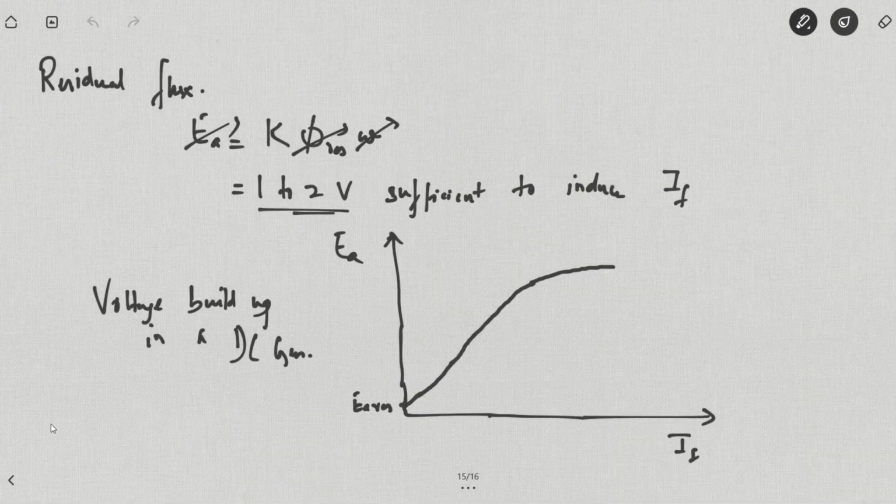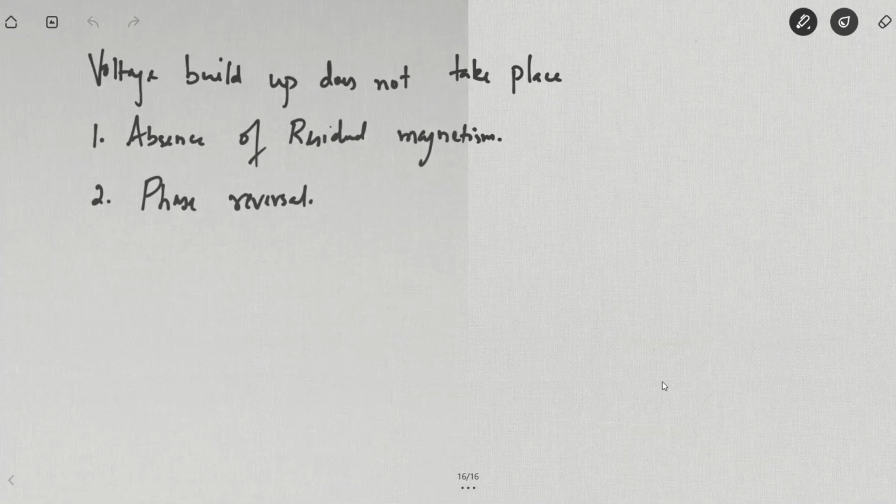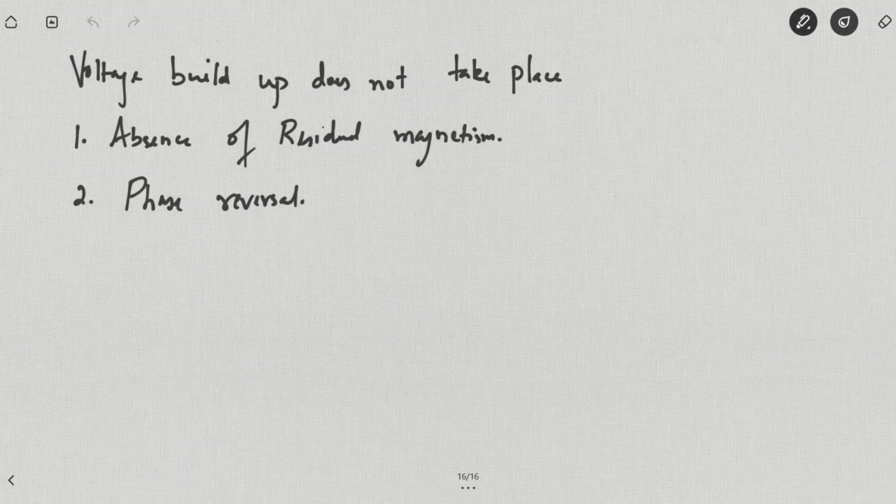So if there was residual magnetism, a residual flux component available in the DC generator, but because the connections have been reversed, instead of increasing the flux, it will decrease the flux, and even if it was 0.001, it makes it 0. So once it becomes 0, there is no scope of voltage build-up. So that is another possible reason.